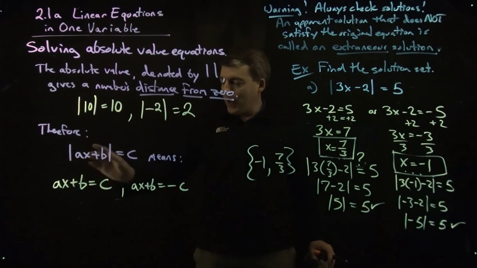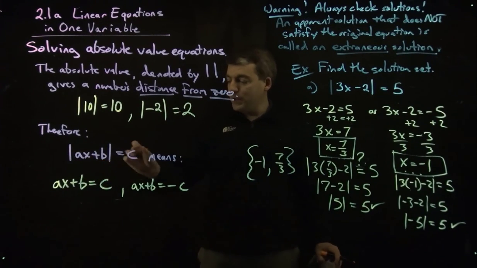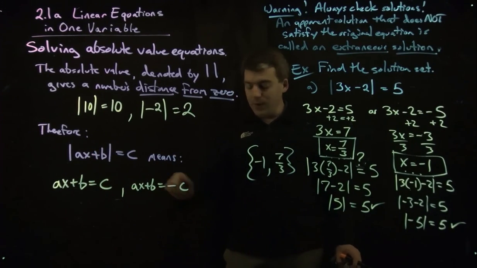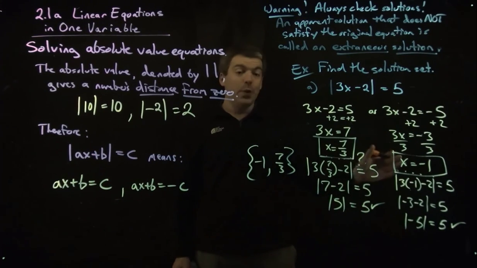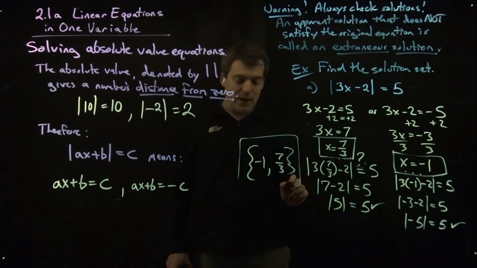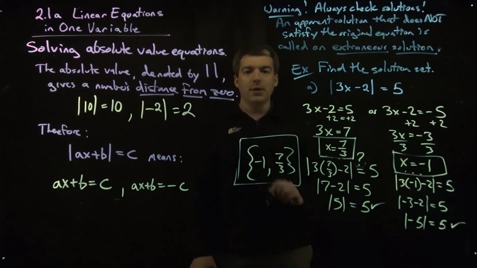Okay. So we have our absolute values. If we have an absolute value by itself equal to some number, we can split it into two linear equations and solve those. Once we have those solutions, we want to check them back into the original and then write our solution set. Right. Let's do a couple more examples.